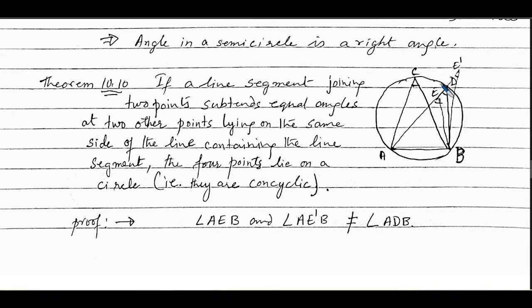But if it is, say, point E or point E prime, then this angle will not be equal to this. This angle will be slightly larger and this angle slightly smaller because it is sharper. Since angle AEB and angle AE prime B are not equal to ADB, only then are they said to be concyclic.